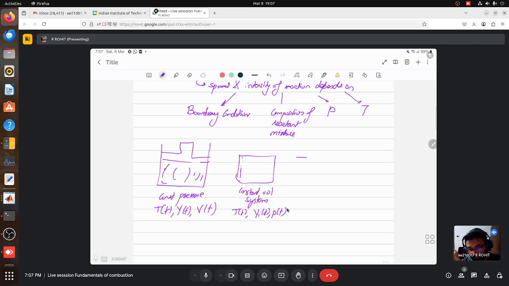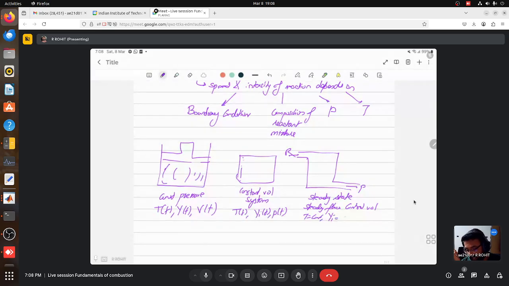Then you have something called well-stirred reactors, where you have your reactants coming in and your products going out. A well-stirred reactor is a steady state condition, a steady flow control volume, where the temperature, the mass fraction and the pressure are all considered to be constant. That's the main difference.